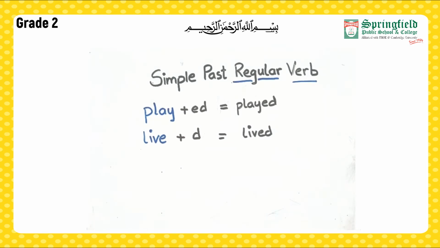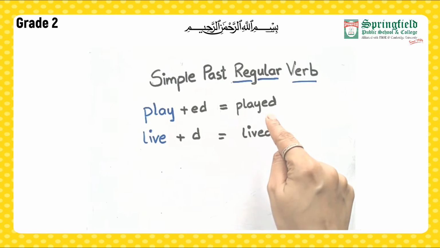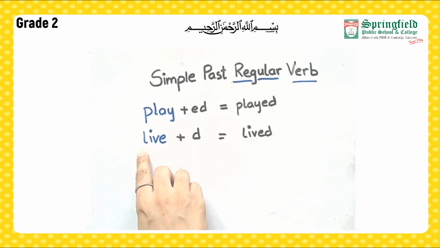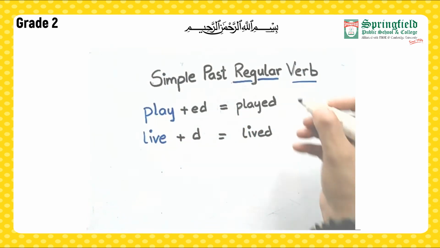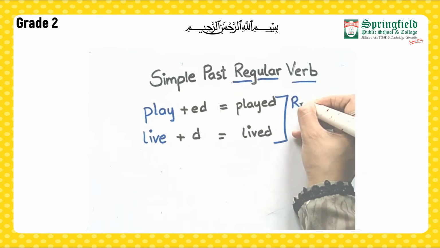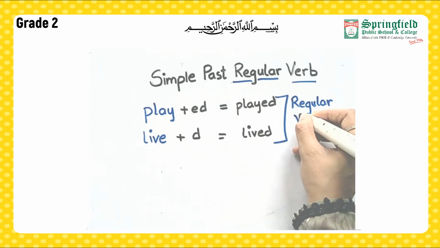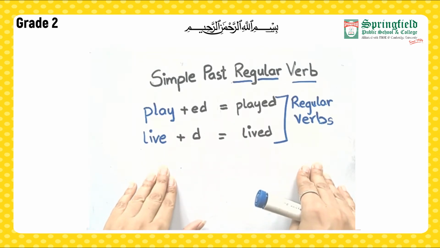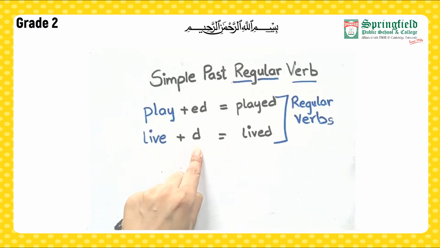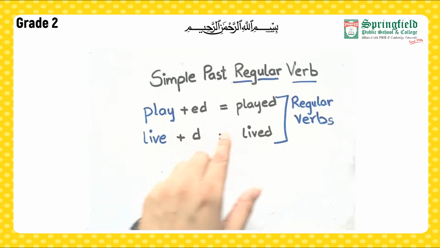Alright. When we add ed to the present form of the verb, it becomes the past form of the verb. Or if we have e already with the verb, we add only d to it to make it into past form. And the verbs, when we add ed and d to it, they are called regular verbs. So how do you recognize regular verbs? By adding ed or d to the main or present form of the verb, we get the past form of the verb, which is the regular verb.